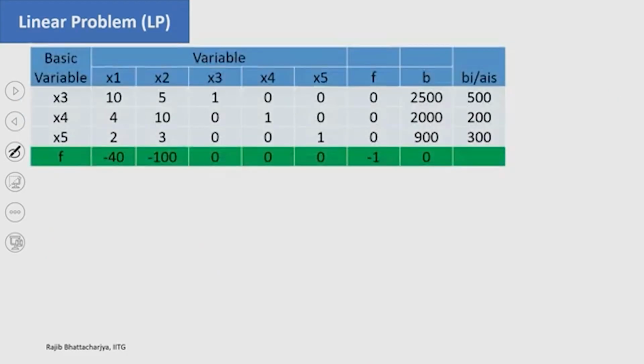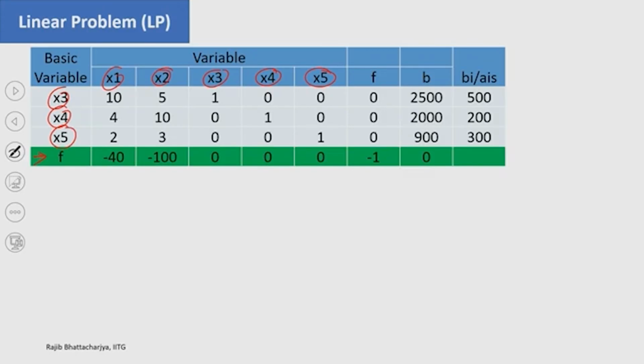So, now let us put it in the table here. I am putting it in this particular table. As I said, x 3, x 4 and x 5 are basic variables, and x 1 and x 2 are non basic variables. So, now after putting this, what is the first step? The first step is to look at the objective function row. Okay. So, is there any negative coefficient? Yes.